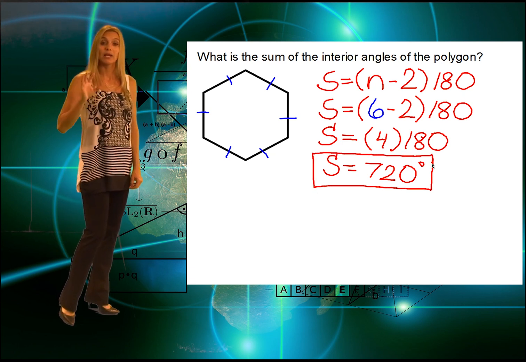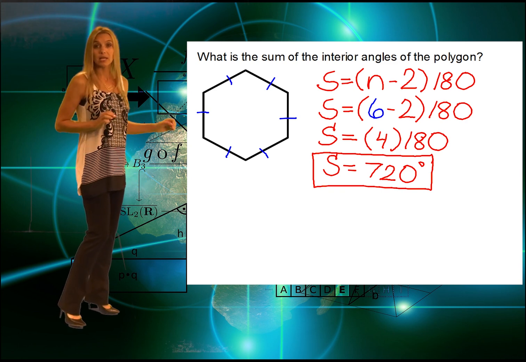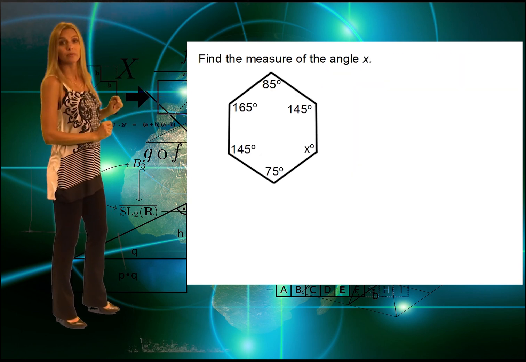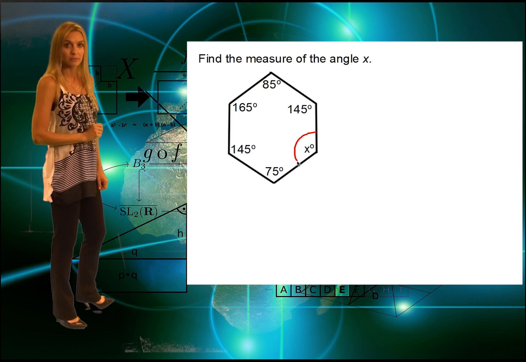All right, now let's look at an example that's going to be just a little bit different. This time, they're giving me measures of the angles, but one angle is missing. And we need to find the measure of the angle x.